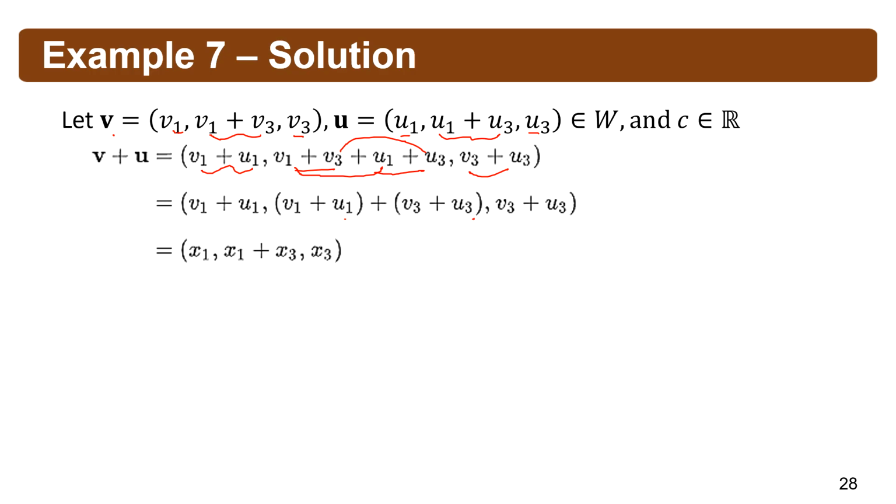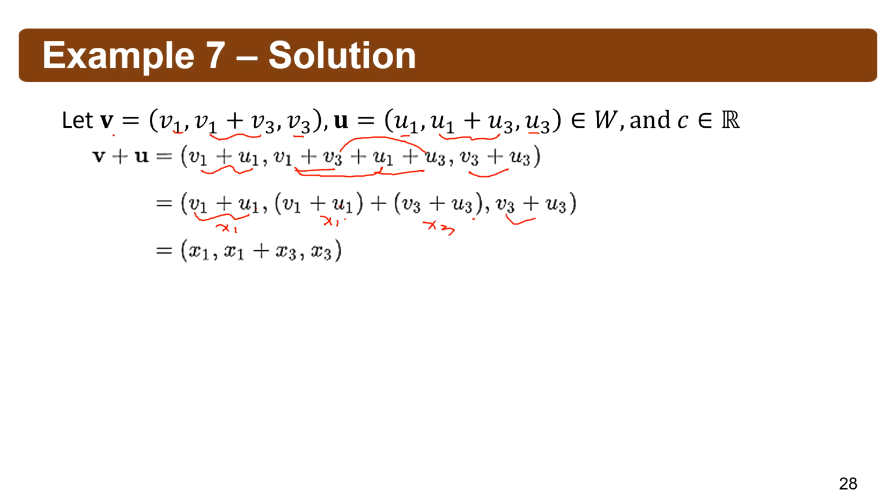All right, I can simplify: instead of having a plus here, I can represent this expression as x sub 1. This one is similar to this, so I can say this is x sub 1. And then v sub 3 plus u sub 3, let's say this is x sub 3.